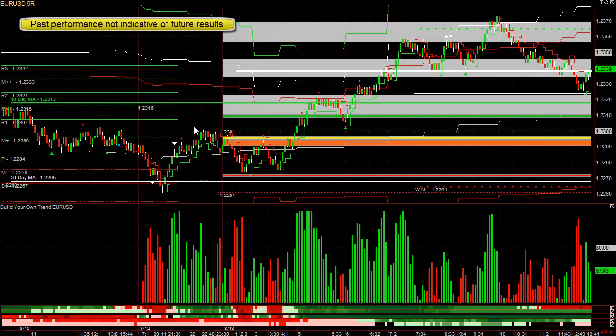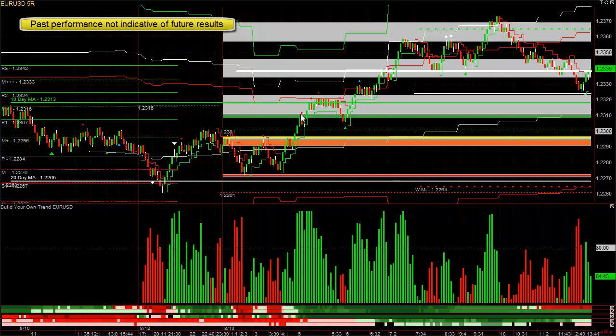This currency starts the day off underneath our point of control for the previous day. This is the area where most volume or trading activity happened on Friday, and you can see the orange level underneath that is last week's point of control. So underneath that, it's likely to go down. When it breaks above there, it's very likely to trend up.